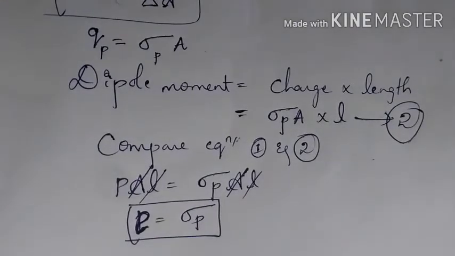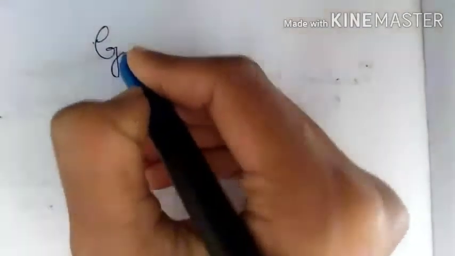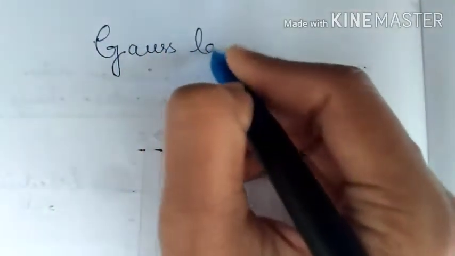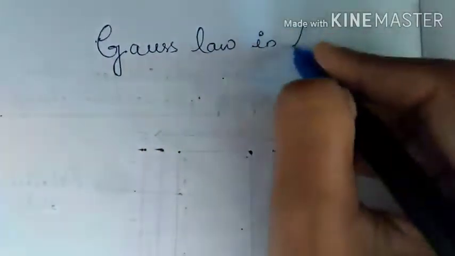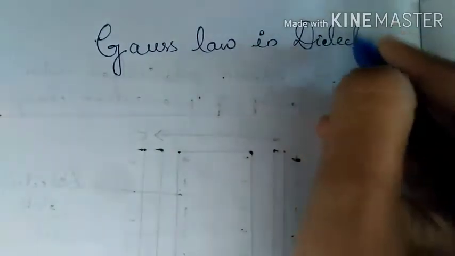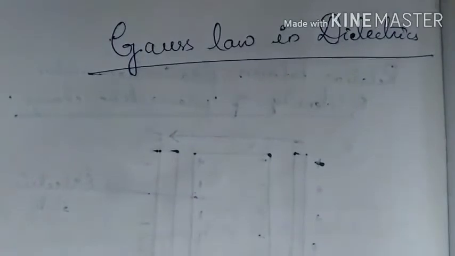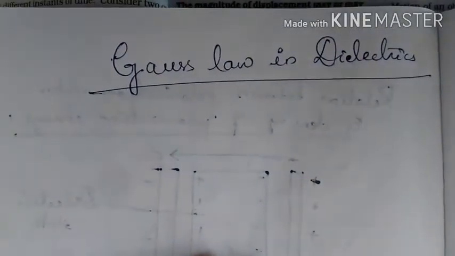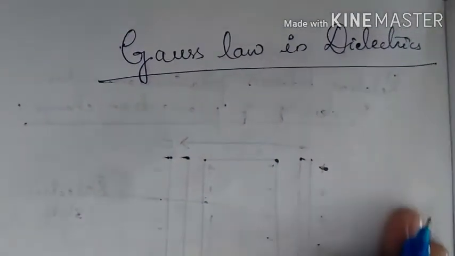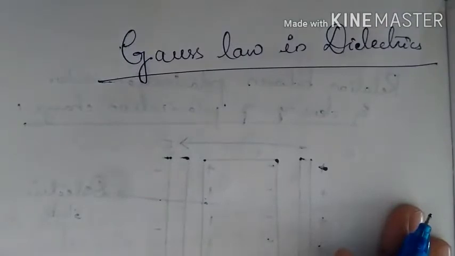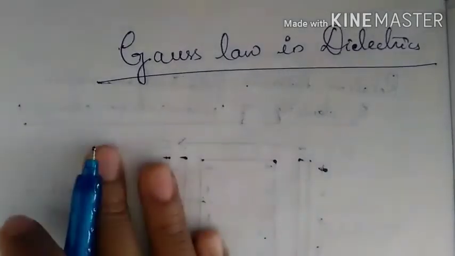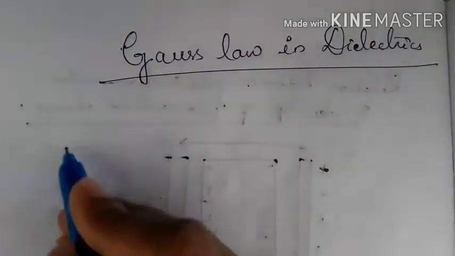Now next, let us understand Gauss law in dielectrics. To understand Gauss law in dielectrics, first let us consider a parallel plate capacitor with air as a dielectric between the plates. So what we have? We have a parallel plate capacitor.